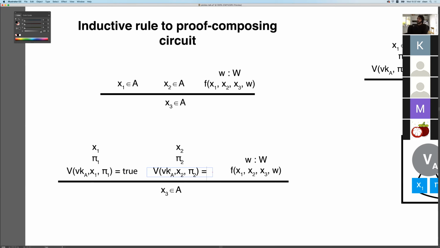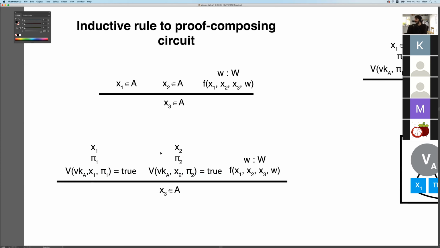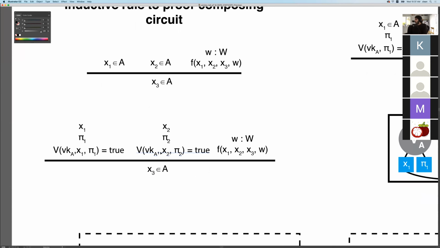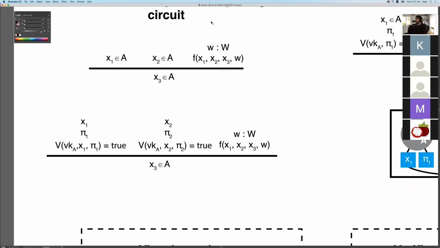It would be similar for x2. Instead of saying x2 is an element of A, we say that there exists a proof convincing us of the statement x2 with verification key vk sub A. What is vk sub A? I don't know, but that's fine for now. I actually won't explain what vk sub A is, but we can talk about it at the end if there's time. Somehow let's suppose that we already have our own verification key.